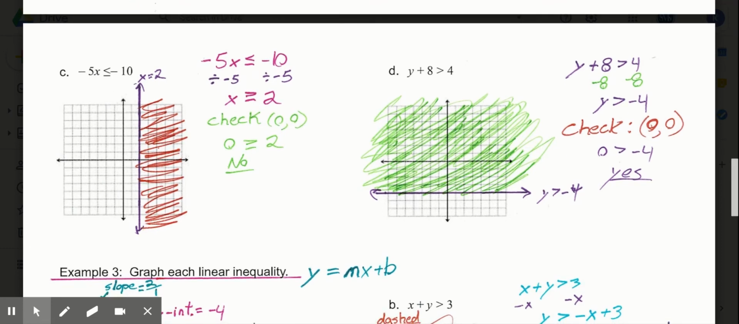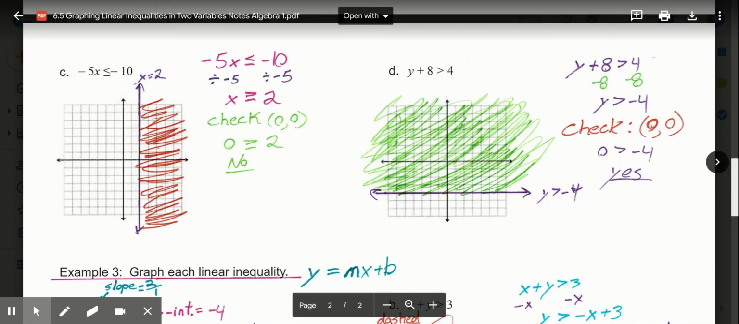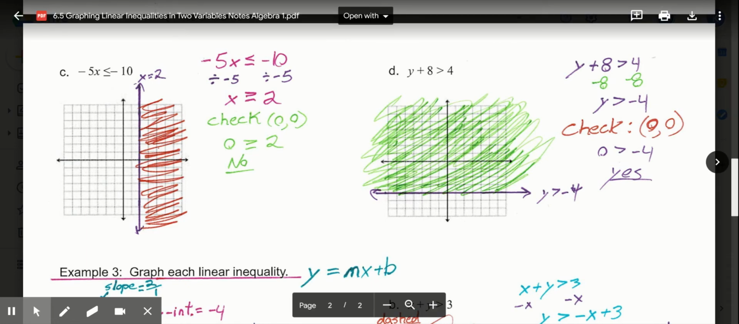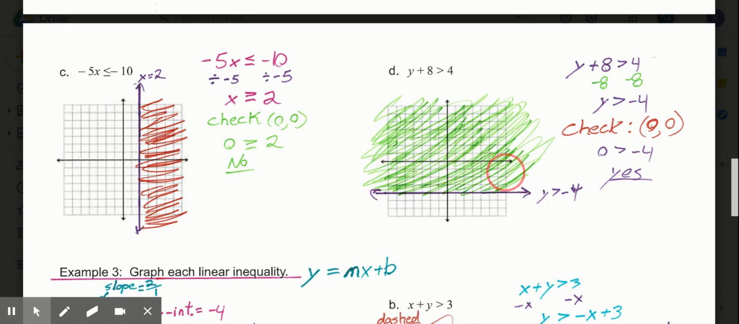And our last example in this part for horizontal or vertical lines, if we have y plus 8 is greater than 4, we need to solve for y, so we'd subtract 8 from each side and end up with y is greater than negative 4. Again, should be a dashed line here because it's not equal to, so make your line dashed, and it would be at negative 4. Then we're going to check a point for shading. So I plug in 0, 0. 0 is greater than negative 4 is true. So we will shade toward 0, 0. So we will shade all above our line.